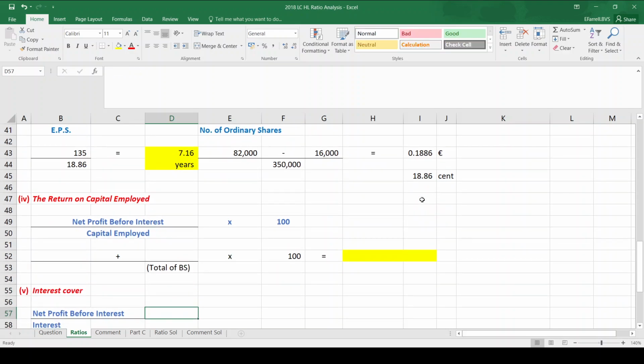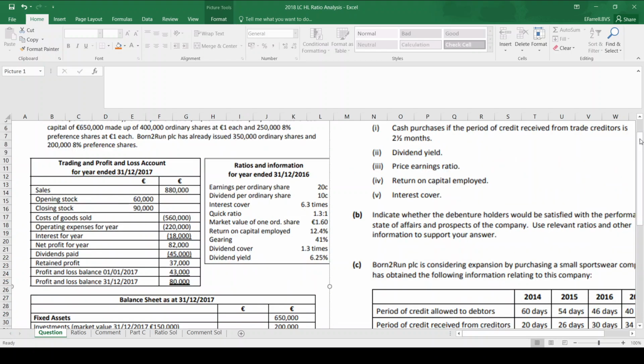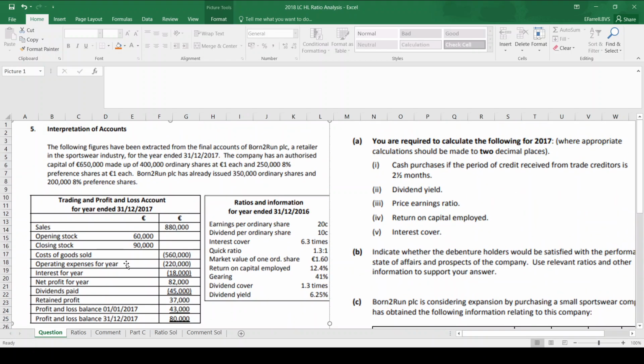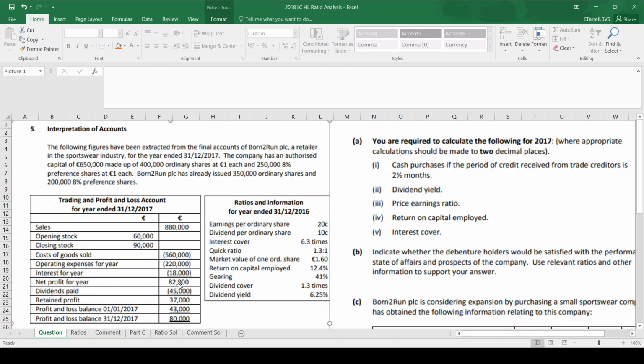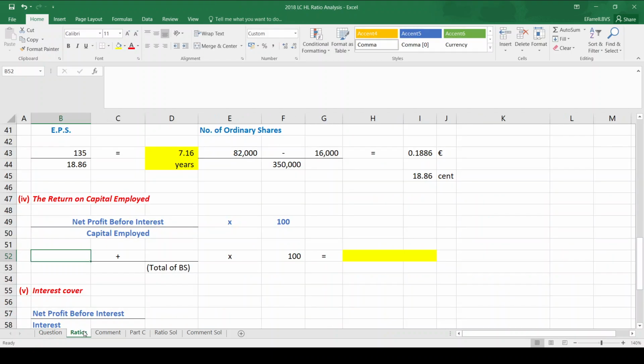The next ratio we have to work out is return on capital employed. So ratio number 4 we're asked to work out is return on capital employed. So the formula for this is net profit before interest over capital employed multiplied by 100. So in the question, my net profit of 82,000 is after the interest has been taken away. So to work out my net profit before interest, it is 82 plus 18. I add back my interest.